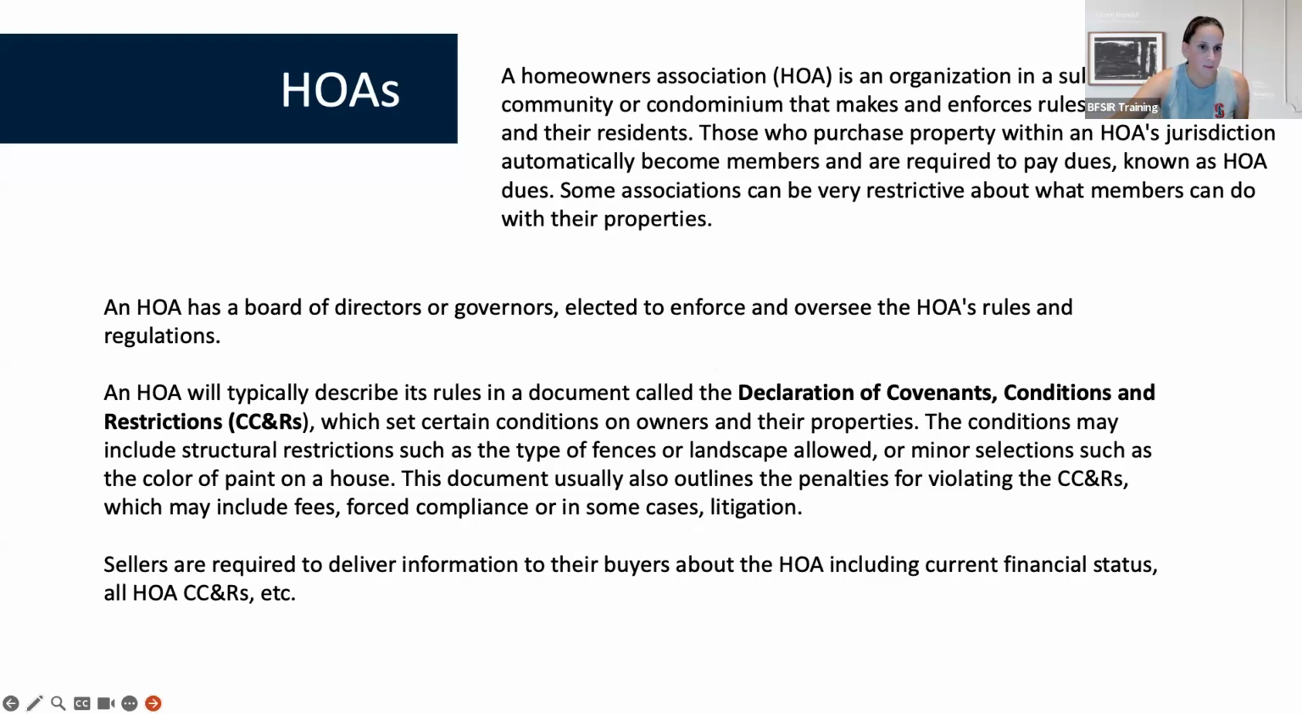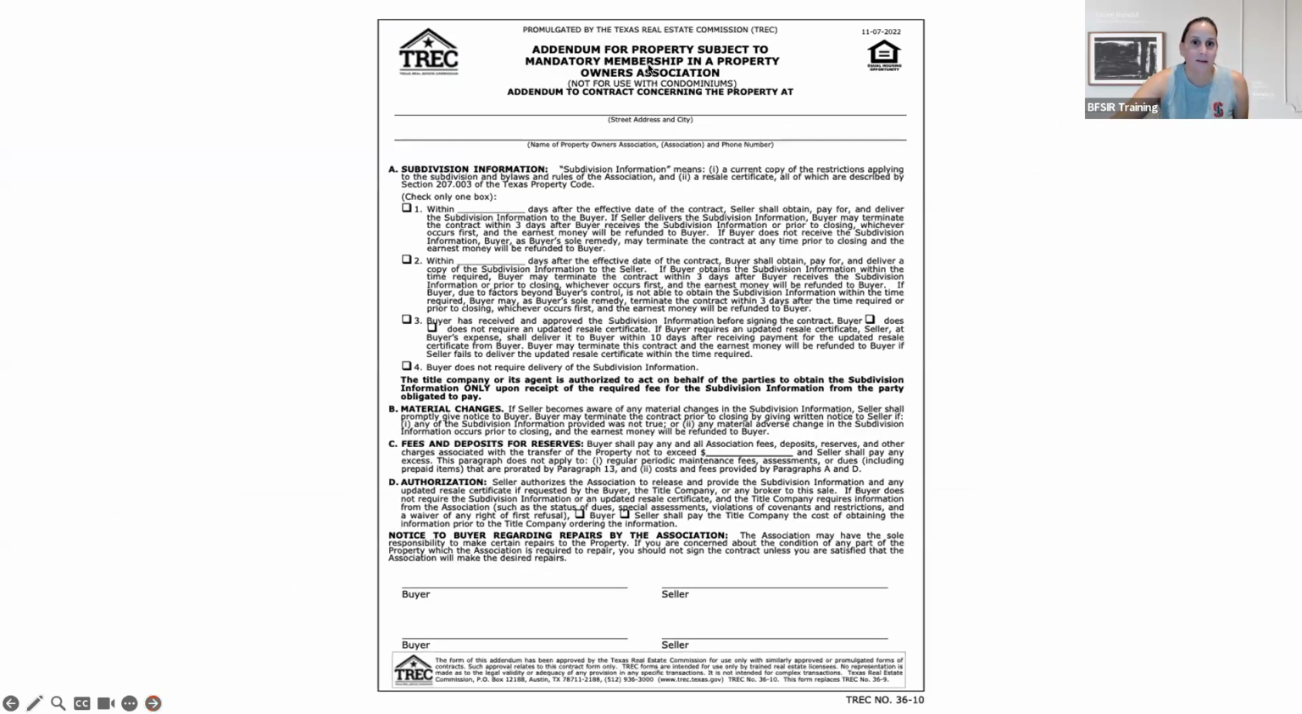It's not the most fun topic, but it's important for us to understand, and we're going to go over that document. Here it is. This is the addendum if your property is in an HOA that you have to fill out. And this is where you need to be strategic as a listing agent.